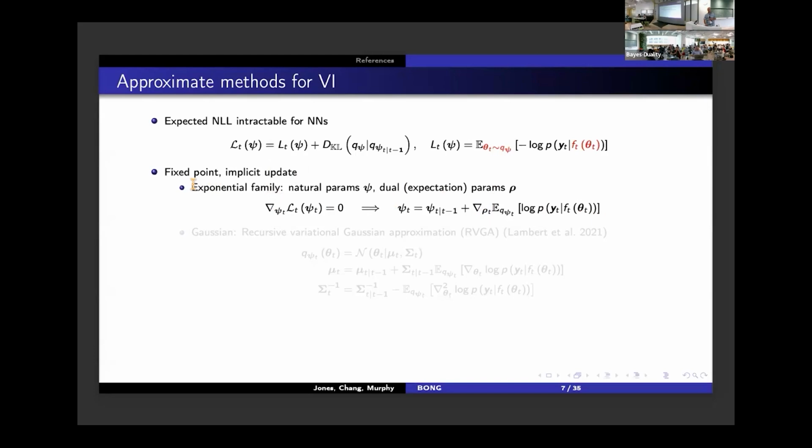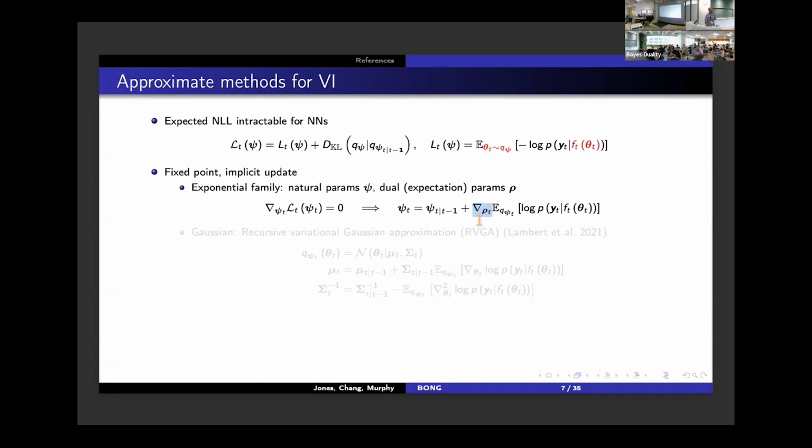I should have introduced this first. So if we assume that the variational family is an exponential one, and psi are the natural parameters of that exponential family, and then I introduce, sorry for the different notation, psi as the natural parameters, rho as the dual parameters, then you get this implicit update here, where the exact optimal posterior natural parameters are given by a gradient descent update where the gradient is with respect to the dual parameters. So this is the same as a natural gradient with respect to psi.